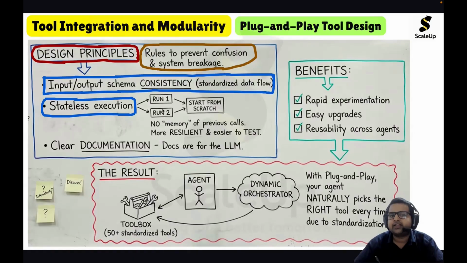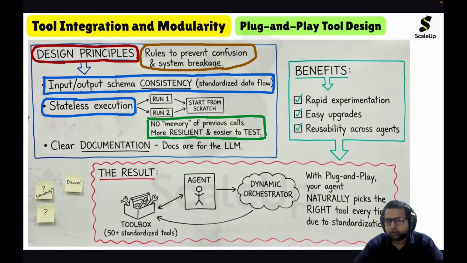Stateless execution means the tool should not remember the previous calls. Every time the tool runs, it starts from scratch, so there is no memory of previous calls. And by being stateless, the tool is more resilient and easier to test in isolation. So now it's very clear to us that plug and play tools have to be stateless.